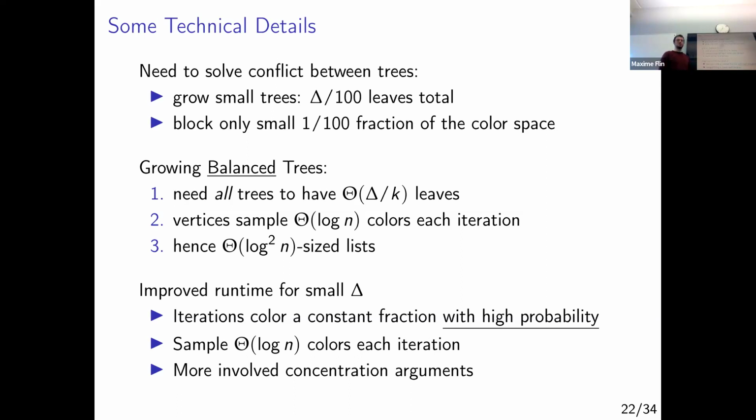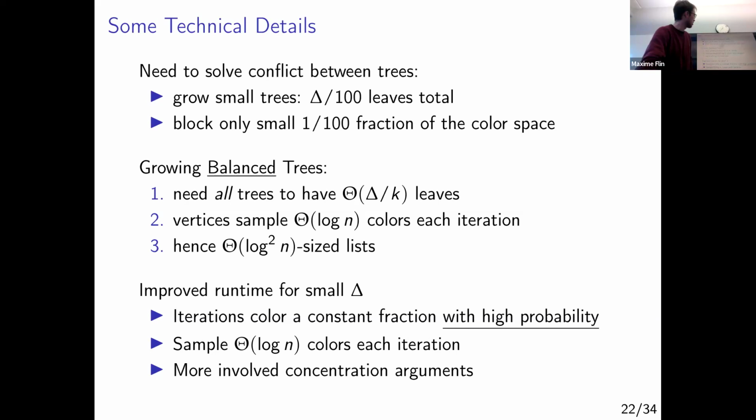And when I stated the theorem at the beginning, I claimed log square delta rounds, which is slightly better than log square n. It requires some work. I don't really want to talk much about that, but with some extra work, you can show that not only in expectation, but with high probability, a constant fraction of the vertices get colored each time. So that's at least the algorithm for a clique, right?